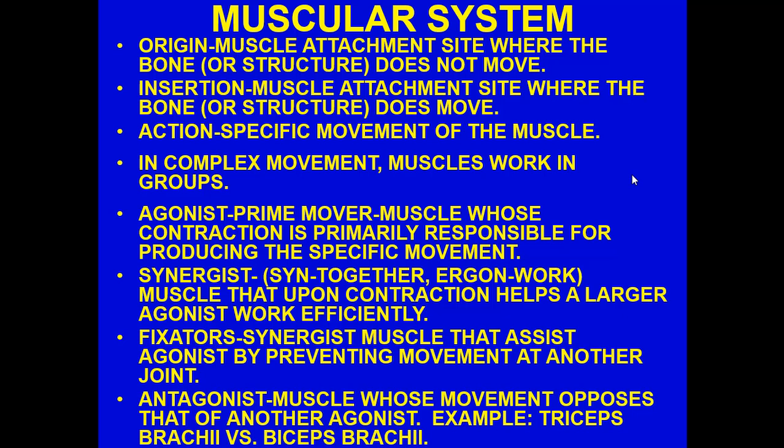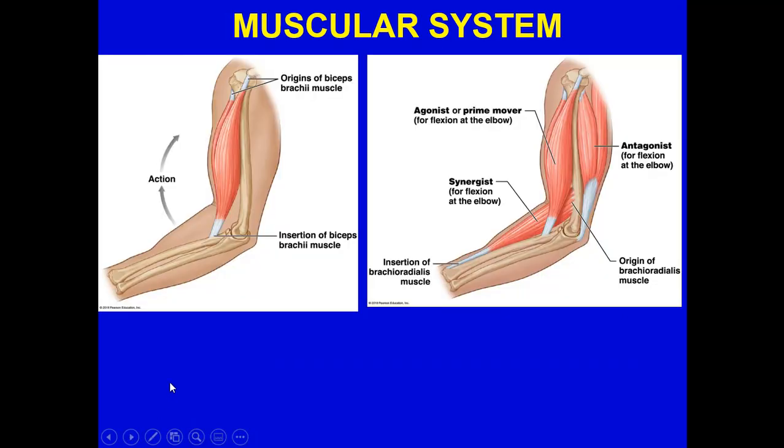The antagonist, this is the muscle whose movement opposes that of another muscle. So, for example, in your upper arm, you have the triceps brachii, all right? And then you have the biceps brachii. Triceps has to relax for the biceps brachii to contract and effectively move the forearm. Then you can have the extension of the forearm where the triceps brachii contracts and the biceps relaxes. So that's the agonist-antagonist. You're always going to have one contract and one relax.